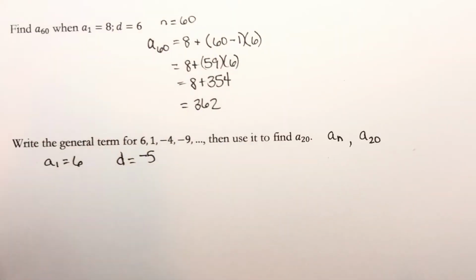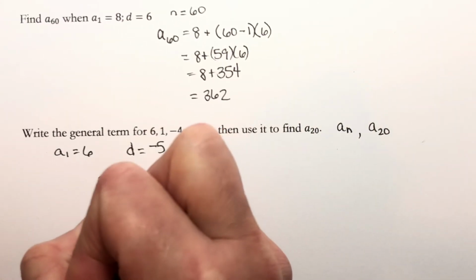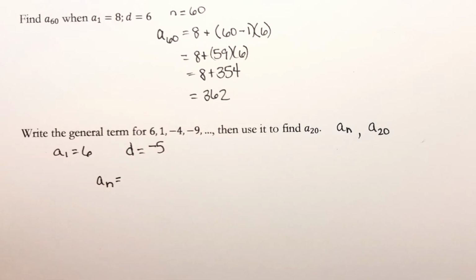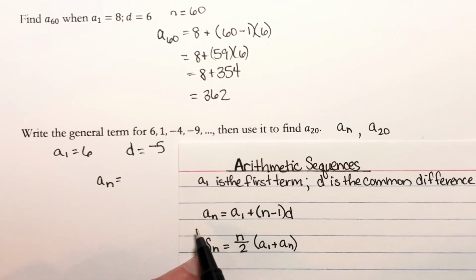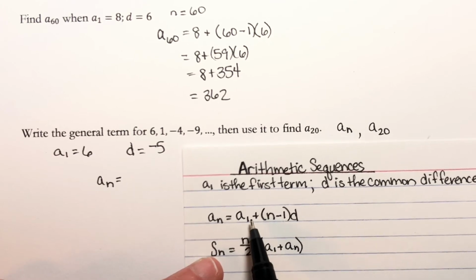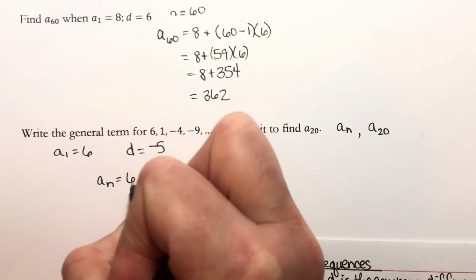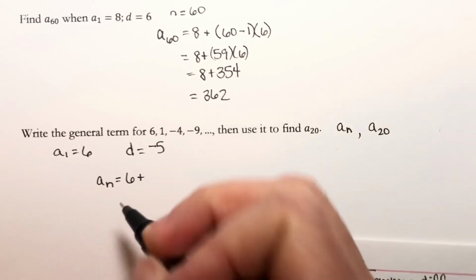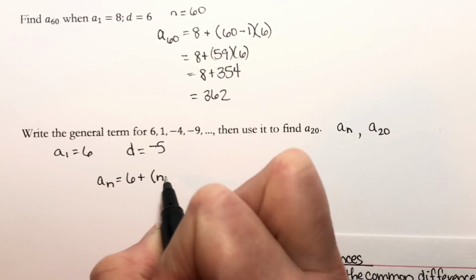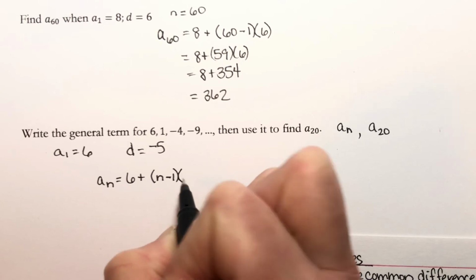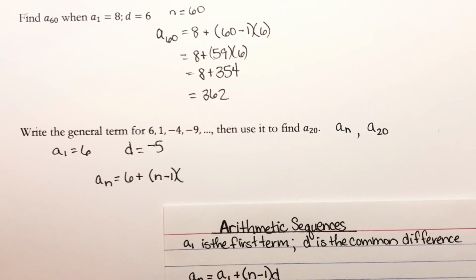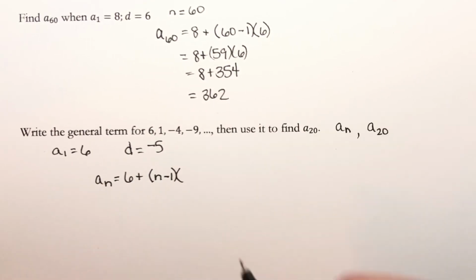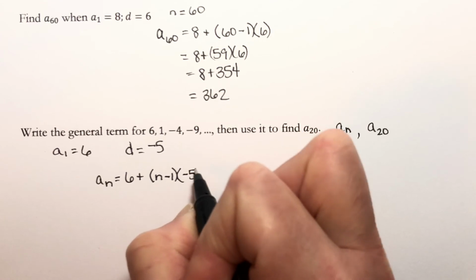You know that there's a relationship between negatives and subtractions. Okay, so let's use our formula to find A sub n. Our general formula is A sub n is equal to A1, which is 6, plus n minus 1. Our n, we're just going to leave as n, because we're finding our general term, so we don't know what n is, times d, so times -5.